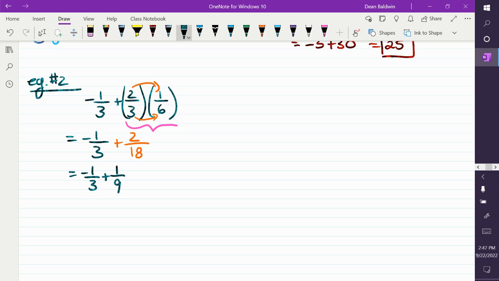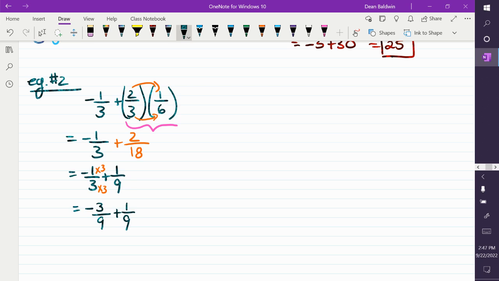How do we add fractions? Common denominator, right? Yeah. So what's the common denominator of 3 and 9? 9. So I have to multiply this by 3 by 3, which gives me negative 3 over 9 plus 1 over 9.